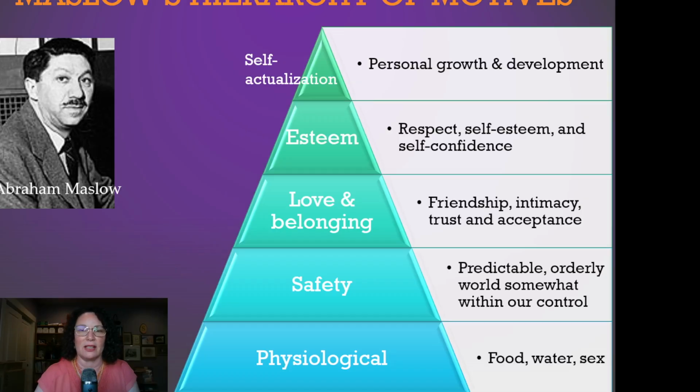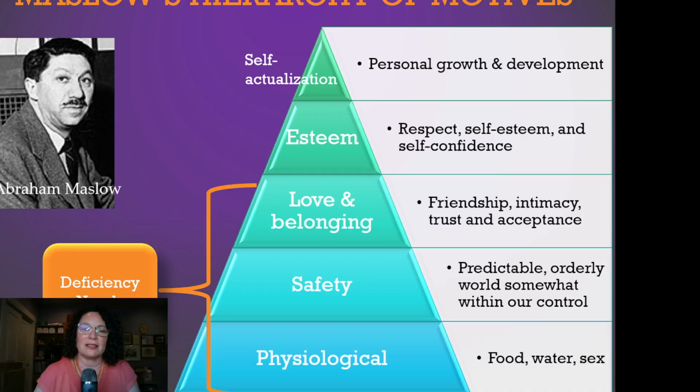I know I've already covered these. What I wanted to illustrate in this chapter is that according to Maslow, the first three motives, love and belonging, safety, and physiological, are all what he called deficiency needs.